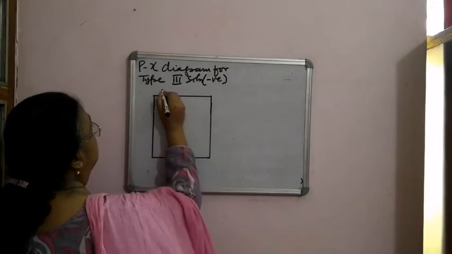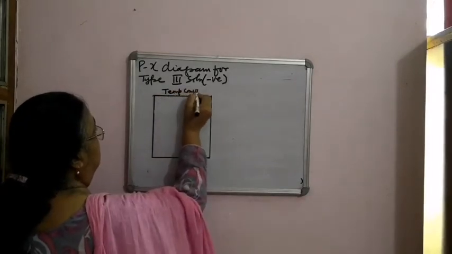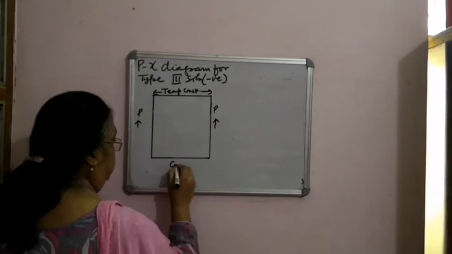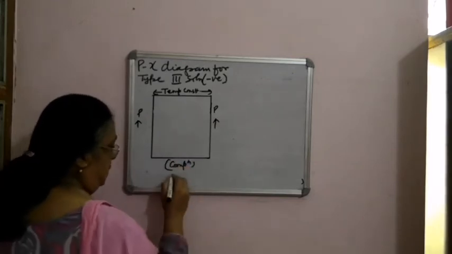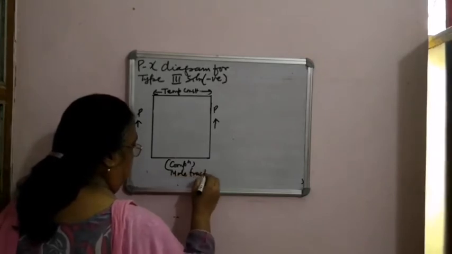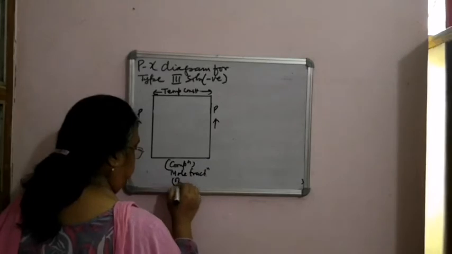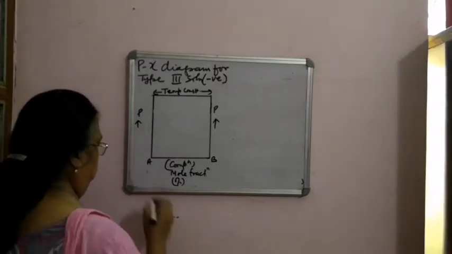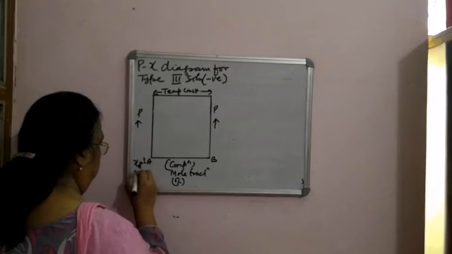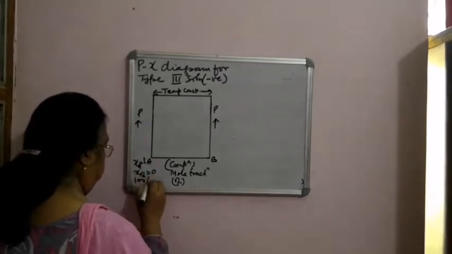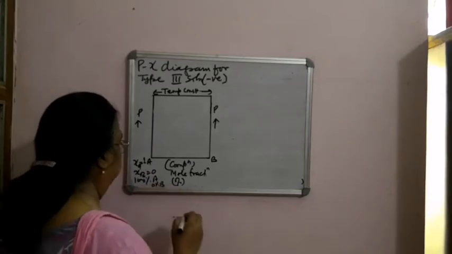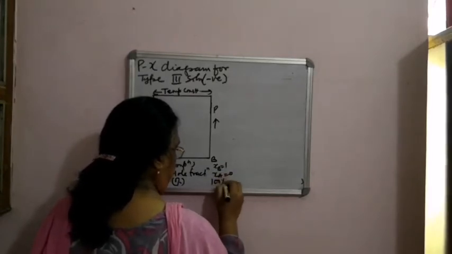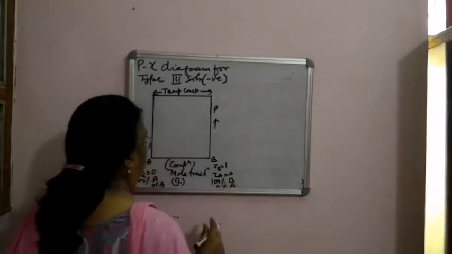It is PX diagram, so temperature constant, pressure variable. Here composition. What composition? Mole fraction, or percentage. Here component A, here component B. Here mole fraction of A is 1, mole fraction of B is 0, 100% A and 0% B, and here XB is 1, XA is 0, 100% B and 0% A.